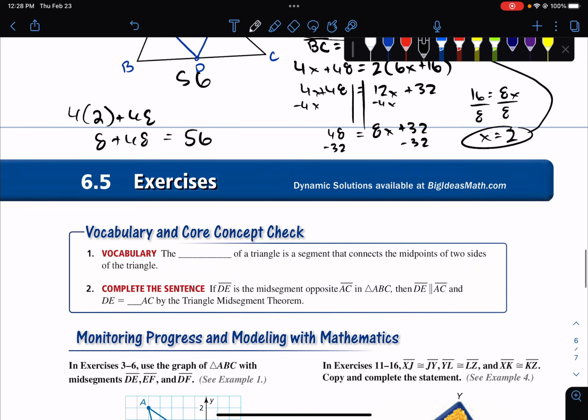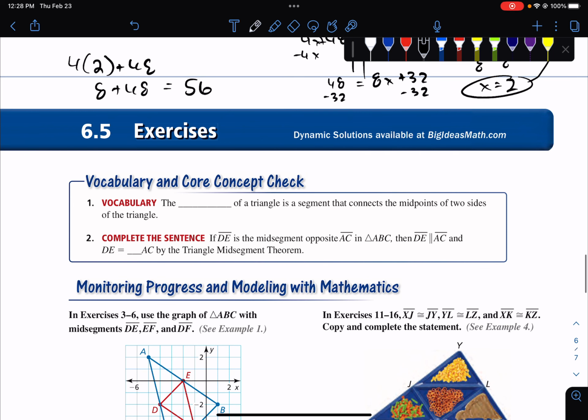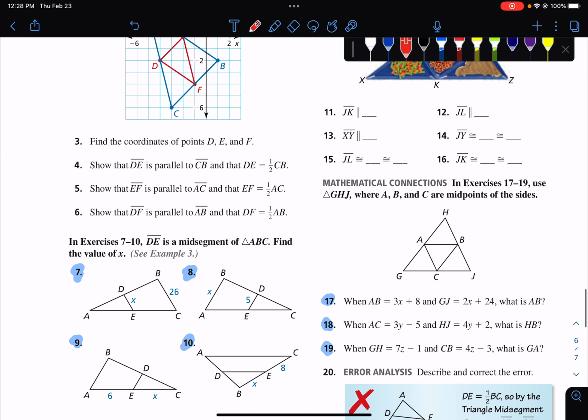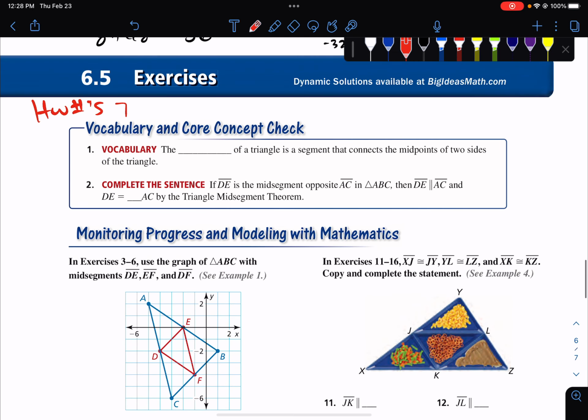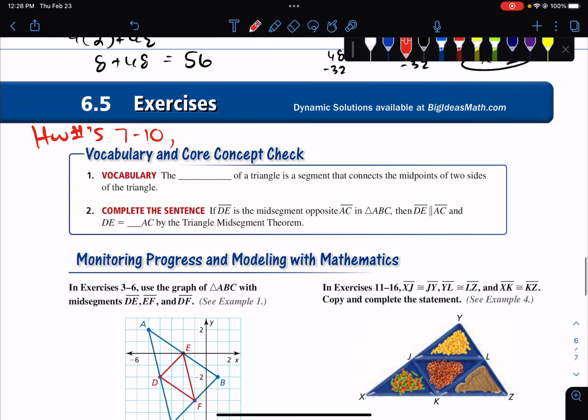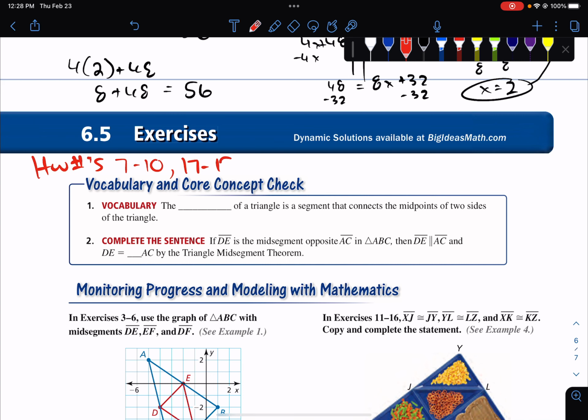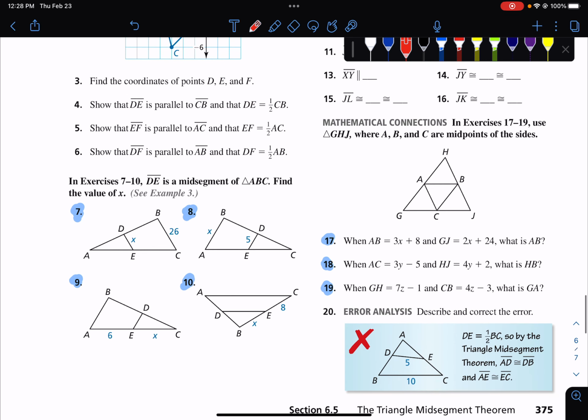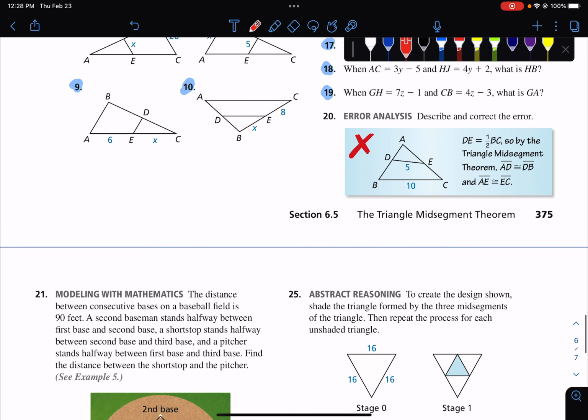All right, homework questions. What I want you to do, let's see, homework numbers. Let's do, I marked some of them. Let's do 7 through 10. That'll take you like 30 seconds, probably not. 17 through 19 are worth your time. Those look like the example that we just did.